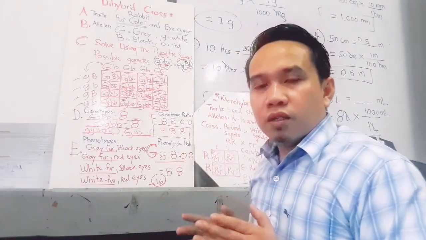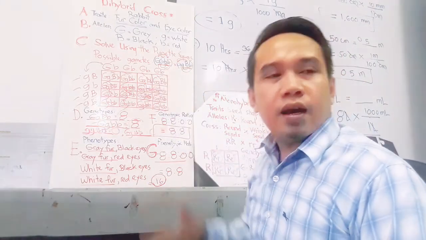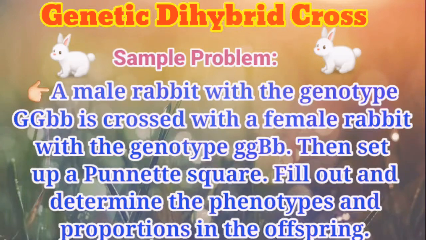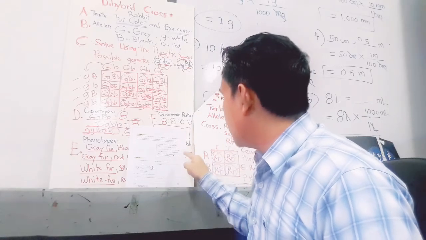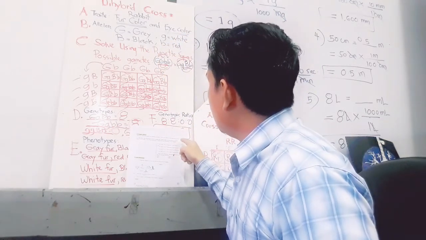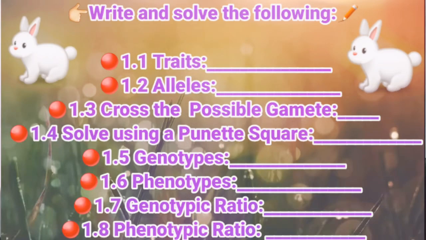Those are the common differences between monohybrid cross and dihybrid cross. This time, I'm going to focus on dihybrid cross. I will read the given problem. A male rabbit with a genotype GG, homozygous gray dominant, and homozygous recessive red. With a female rabbit with a genotype of homozygous recessive white, and heterozygous black. Therefore, make a Punnett square and fill it out to determine the phenotypes and proportion of its offspring.